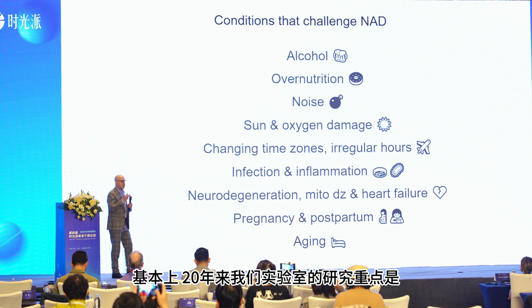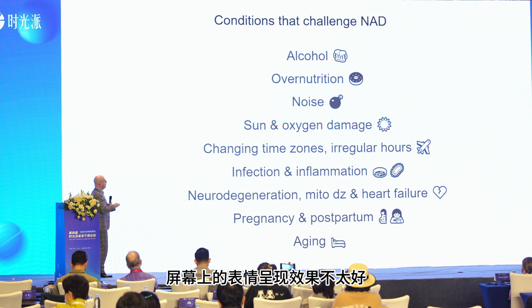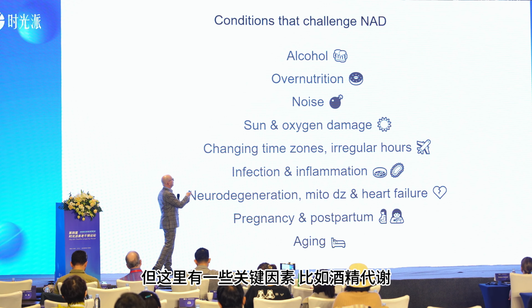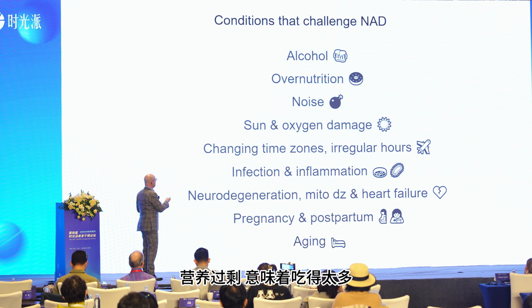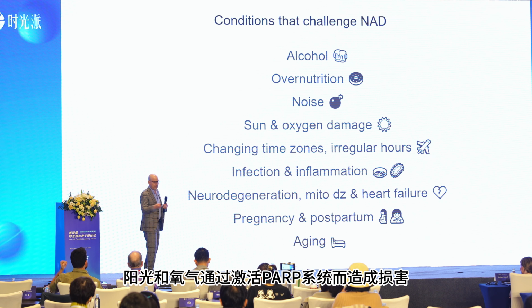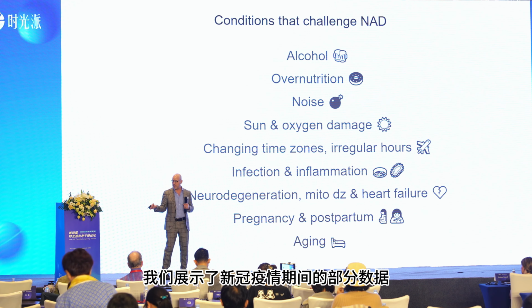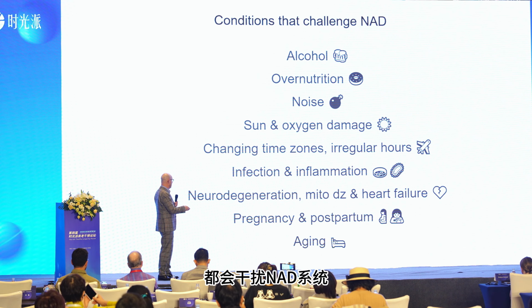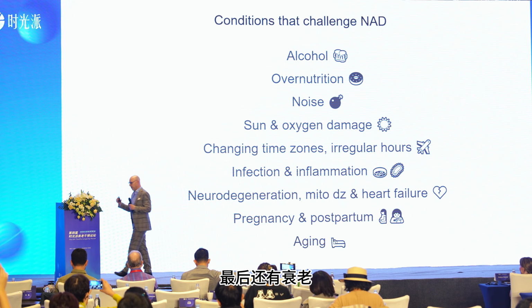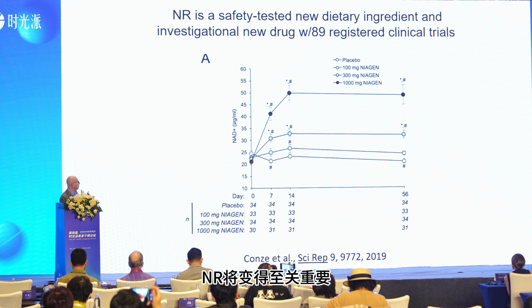But essentially the theme of 20 years of research in our laboratory is that there are conditions that challenge the NAD system. The emojis didn't work perfectly here, but here are some of the key things. Alcohol metabolism damages the hepatic, the liver NAD system in human beings. Overnutrition, that means eating too much. Noise sufficient to produce hearing loss. Sun and oxygen damage by activating the PARP system. Changing time zones and irregular hours disturb the NAD system. Infection and inflammation, I showed you some of those data on coronavirus, disturb the NAD system. Neurodegeneration, mitochondrial disease in humans, and heart failure disturb the NAD system. Pregnancy and postpartum, and then finally aging as well, there's a decline in the NAD system. So it's in the systems in which NAD is under attack that NR is going to be most important.